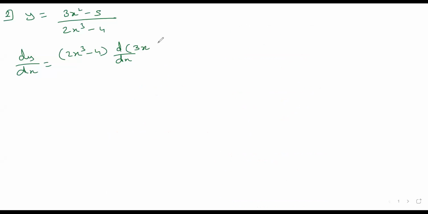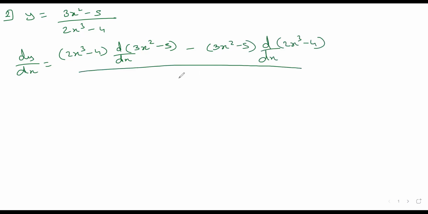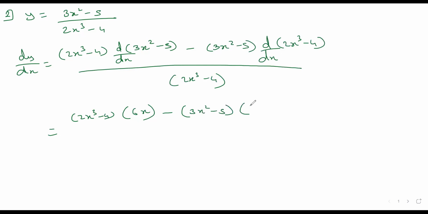So this will be 3x square minus 5 minus 3x square minus 5 d/dx of 2x cube minus 4, whole thing upon 2x cube minus 4. This is 2x cube minus 4. This will become 6x minus 3x square minus 5. This will again become 6x square. Whole thing upon 2x cube minus 4 bracket square.